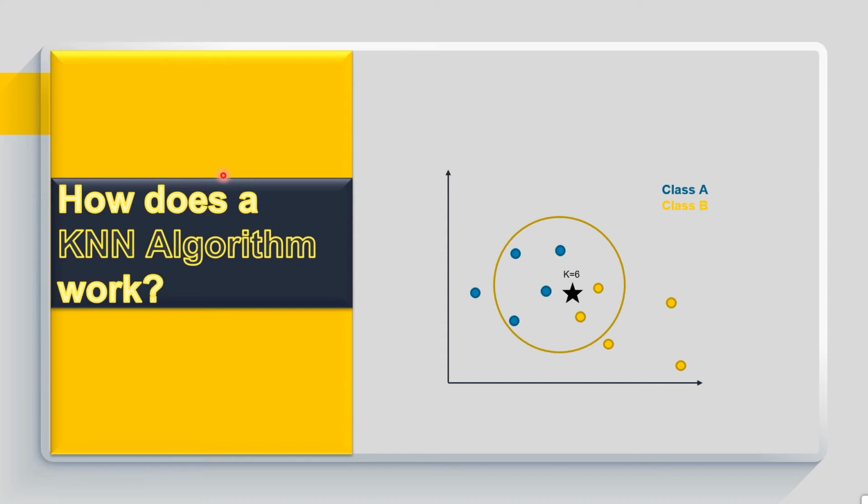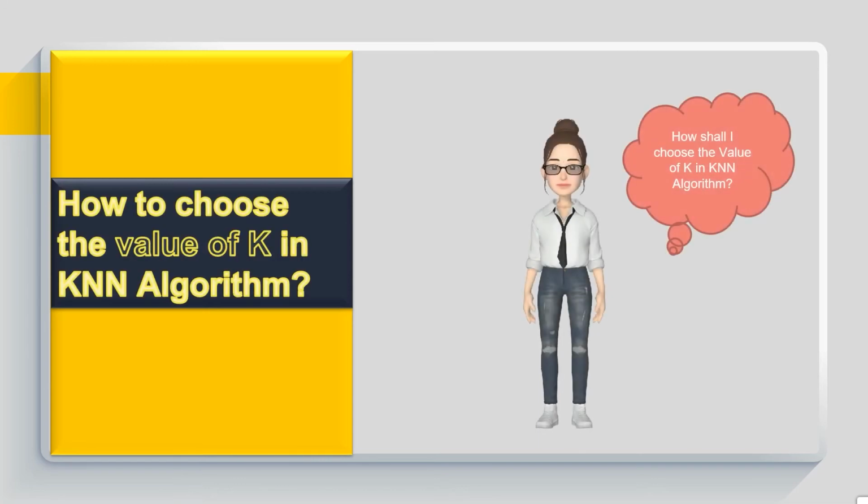So by now, I guess you know how a KNN algorithm works and what is the significance of the k in KNN algorithm. So next is how will you choose the value of k? Keeping in mind this case, k is the most important parameter in the KNN algorithm. So let's see, when you build a k nearest neighbor classifier, how will you choose the value of k?